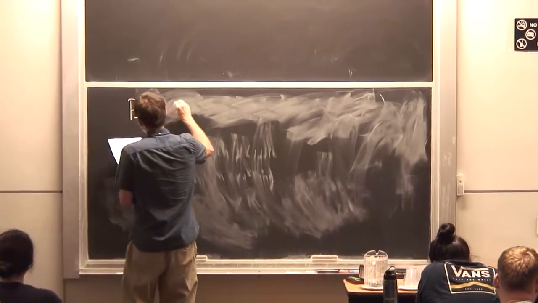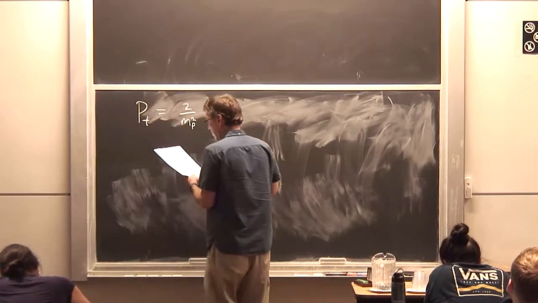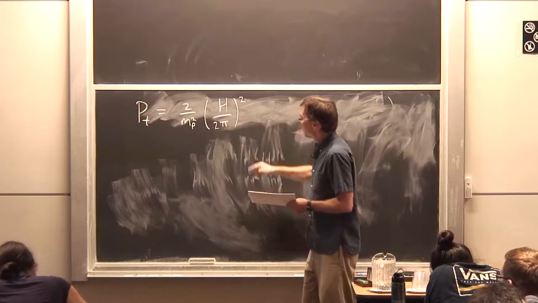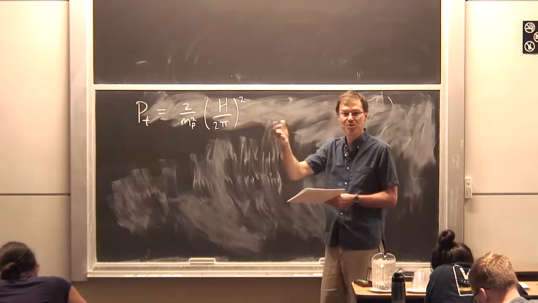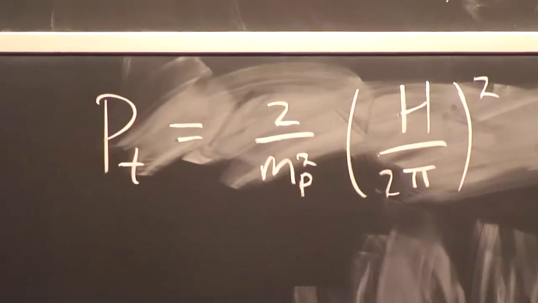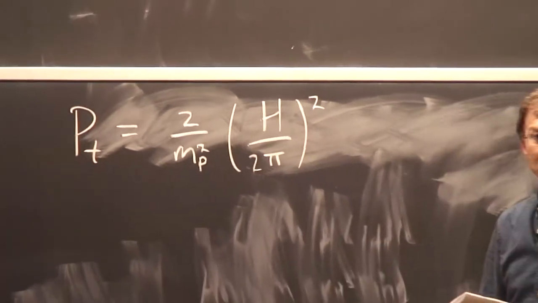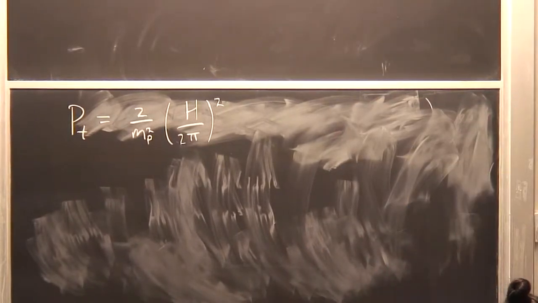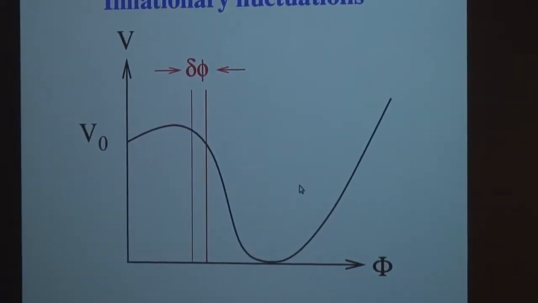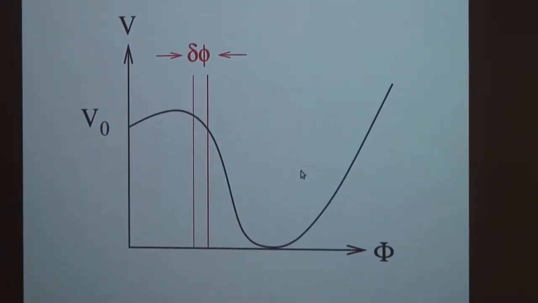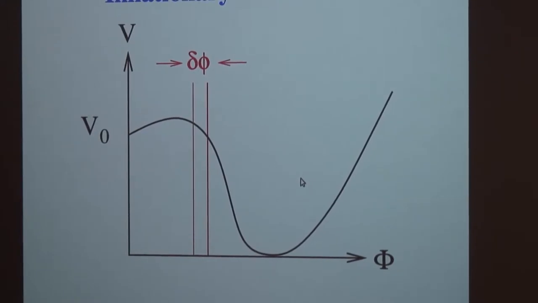And I'll just write down the form or the result for the tensor power spectrum. It's like the scalar one. It goes like H squared, and that's just because the amplitude of the quantum fluctuation of the tensor goes like the Hubble parameter. But it doesn't have the 1 over epsilon. Remember that 1 over epsilon was ultimately coming from this picture where different scales of the scalar field were ending inflation at different times. That's not an issue for gravity waves.